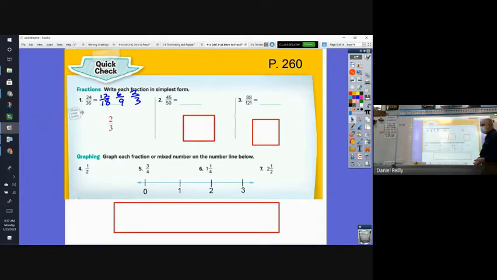Number two. Okay, Alicia. 9 over 10, both divisible by 5. 9 over 10.